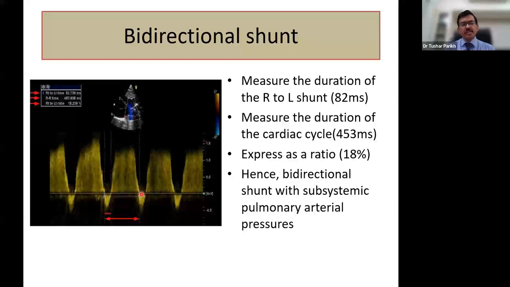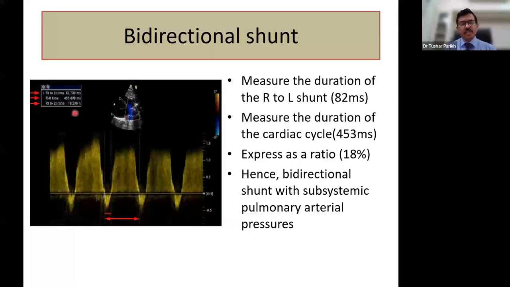negative deflection, to this negative deflection. So this is the cardiac cycle, and we measure the right to left shunt duration. So the right to left shunt duration divided by the duration of the entire cardiac cycle. Here, as you can see, right to left time is 82 milliseconds, and the complete RR time is 463. So a complete cardiac cycle time is 453. So right to left duration is 18%, and therefore this is a subsystemic pulmonary artery pressure.